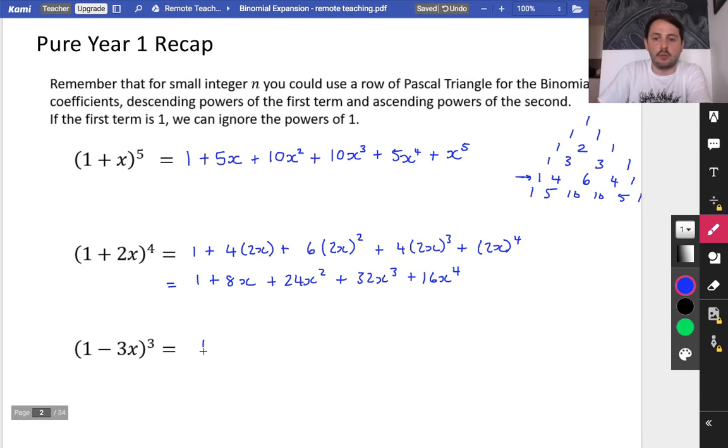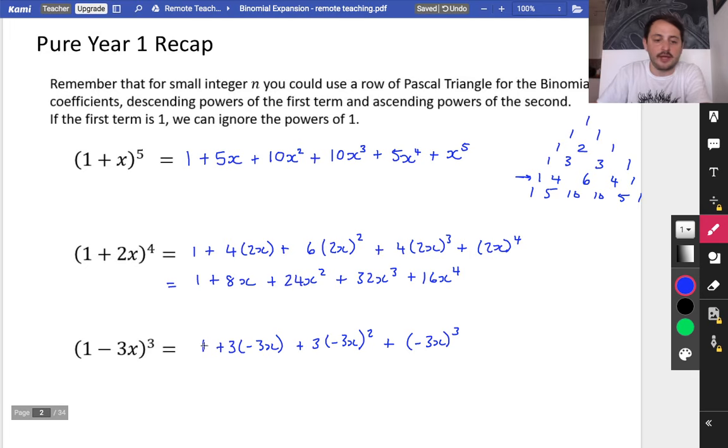So we're just going to have 1 plus minus 3x multiplied by 3, because we've got the 3 coefficient, plus 3 multiplied by minus 3x squared, plus 1 multiplied by minus 3x cubed. So you can see how we've got the coefficients, like we did here, 1, 4, 6, 4, 1. We've got 1, 3, 3, and 1.